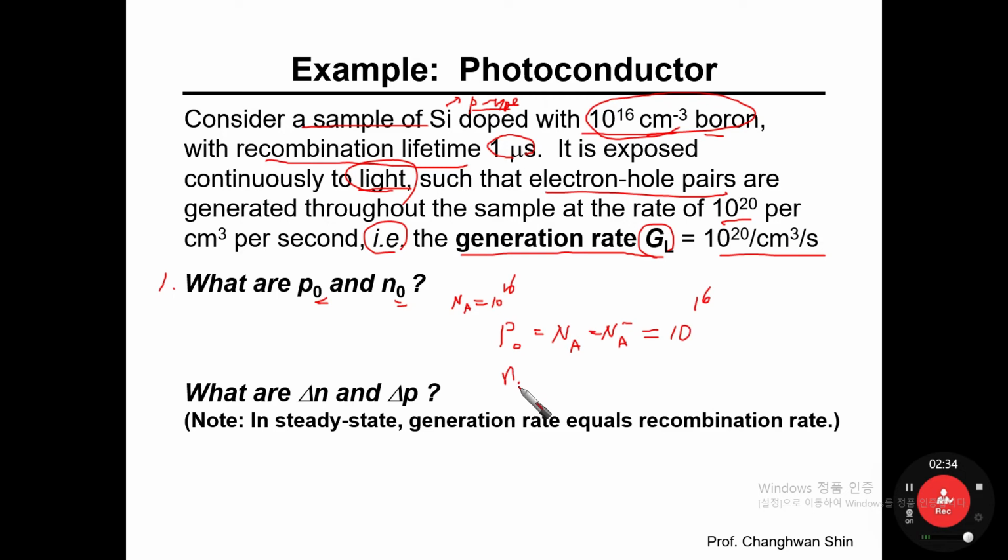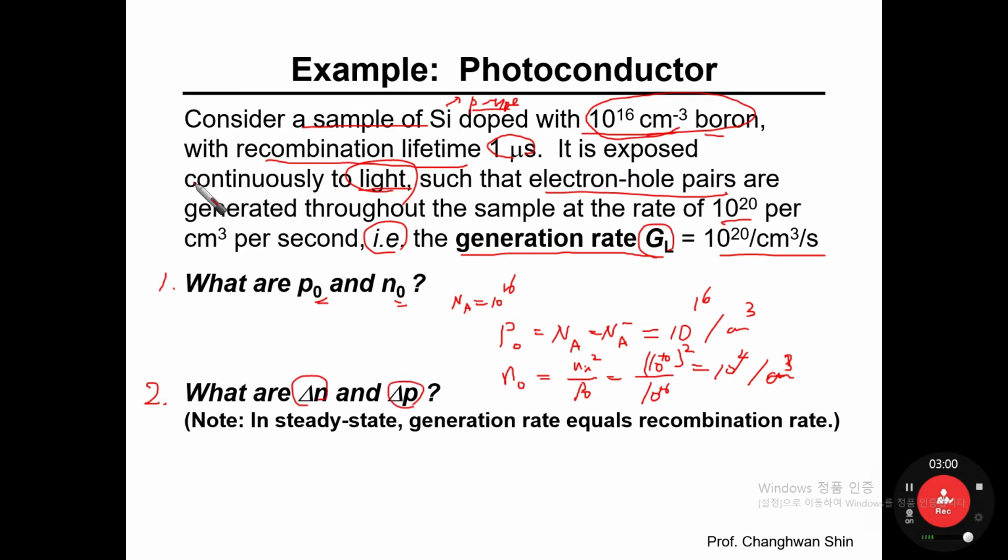Okay, and what is n_0? Using the mass action law, we can estimate the electron concentration in this p-type silicon material. So (10^10)^2 divided by 10^16, and the answer is 10^4 per cubic centimeter. Okay, all right. So that is p_0 and n_0, very simple.